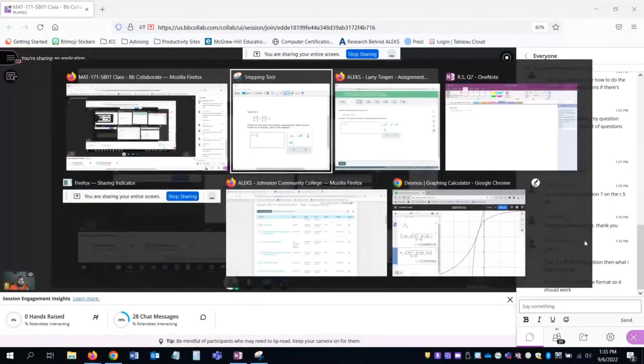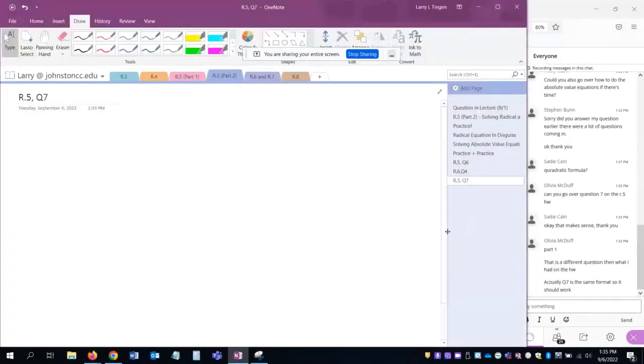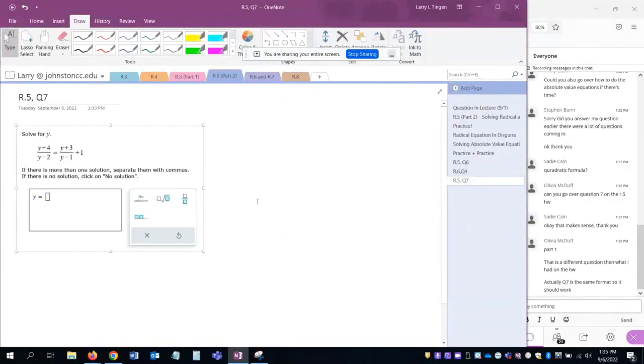Question 7 is the same form as social work. Okay. All right. So, yeah, and this is going to have that similar format to the one above. y plus 4 over y minus 2 is equal to y plus 3 over y minus 1 plus 1.